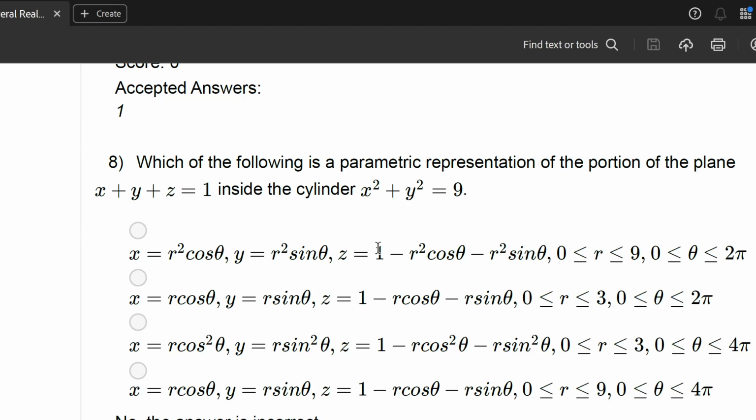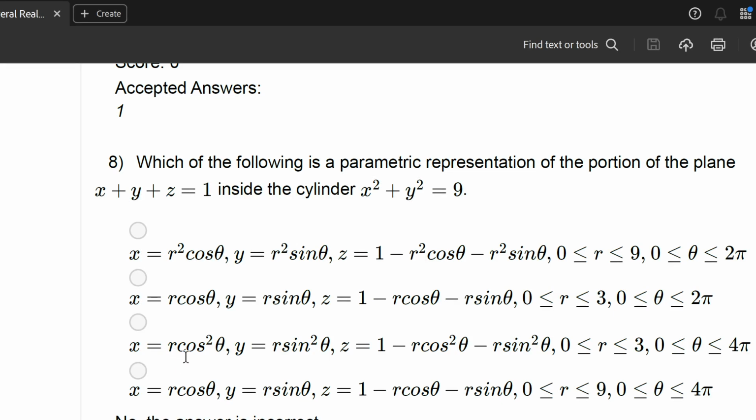So the parametric for the cylinder means x equal to r cos theta, y equal to r sin theta, where r varies from 0 to 3, the radius, and theta varies from 0 to 2 pi. Option number 1 is false because x equal to r cos theta is not there. Option number 2 is correct: x equal to r cos theta, y equal to r sin theta. And what is z? z is along the cylinder, z is anything, but along the plane z is 1 minus x minus y. So z is 1 minus r cos theta minus r sin theta, where theta varies from 0 to 2 pi and r varies from 0 to 3. So option B is correct.